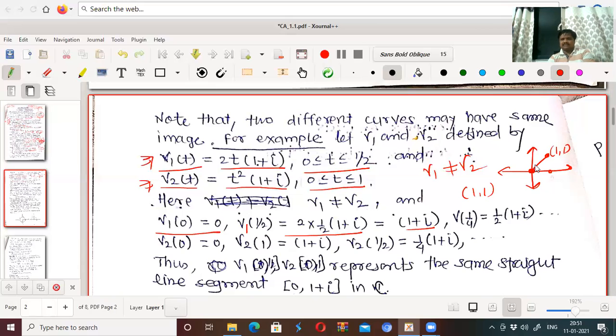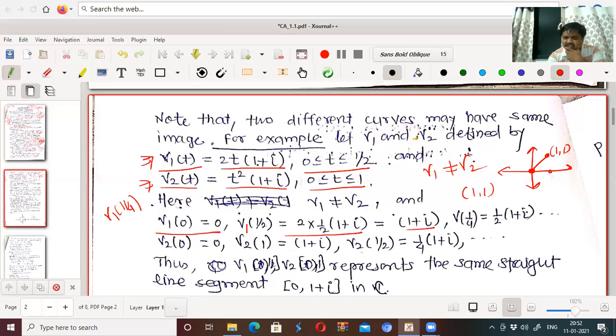It is like this. So it is a line from 0 to 1 1. All we get points now. So if I take gamma 1 at 1 by 4, what will happen?